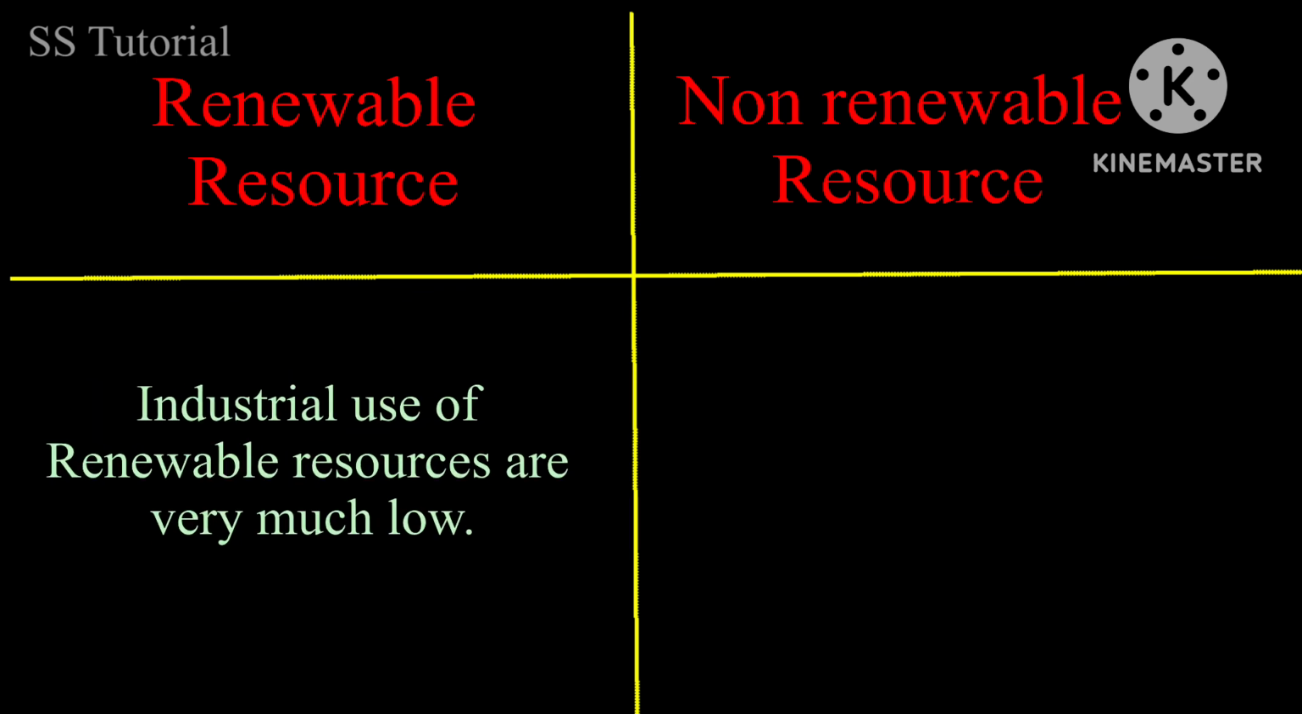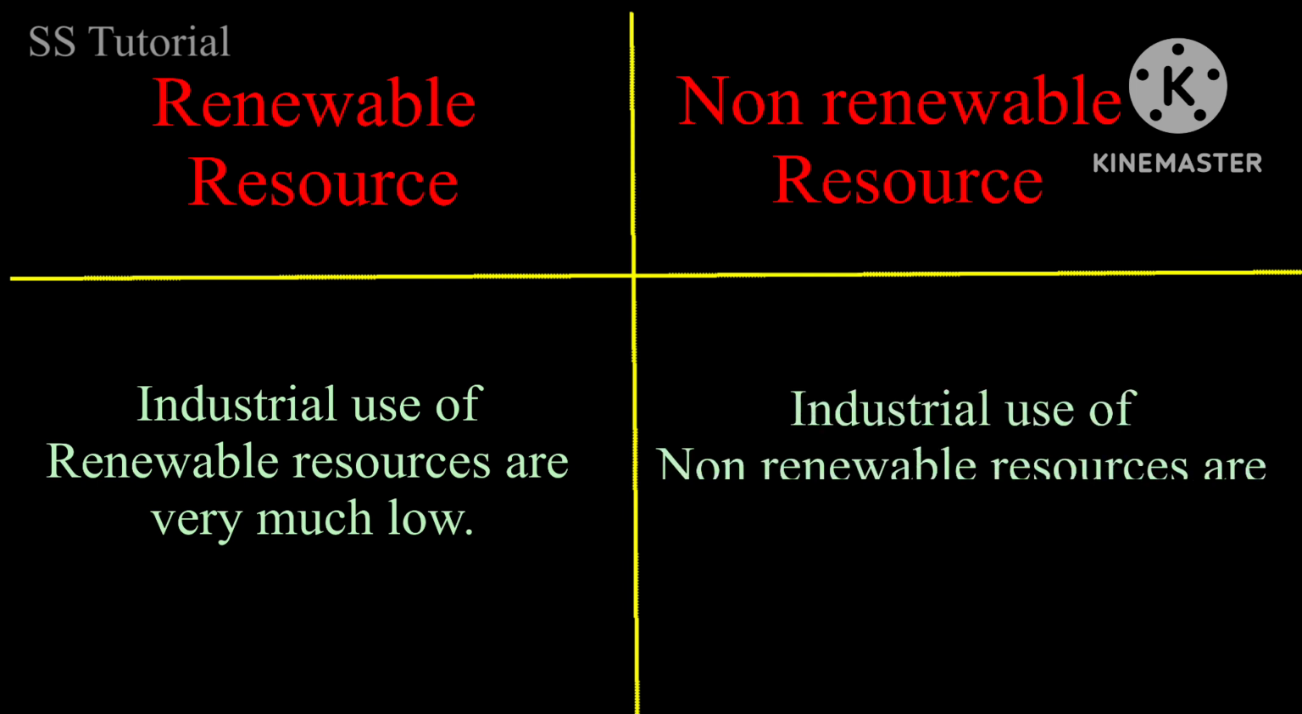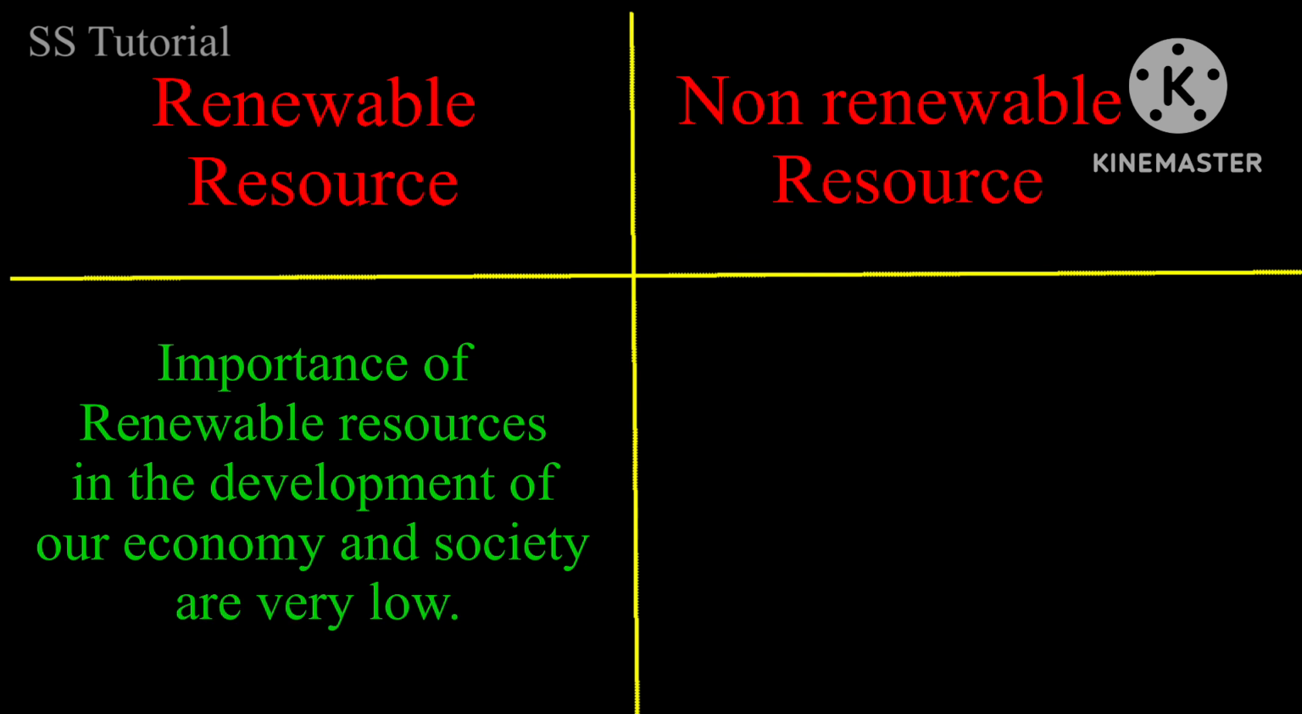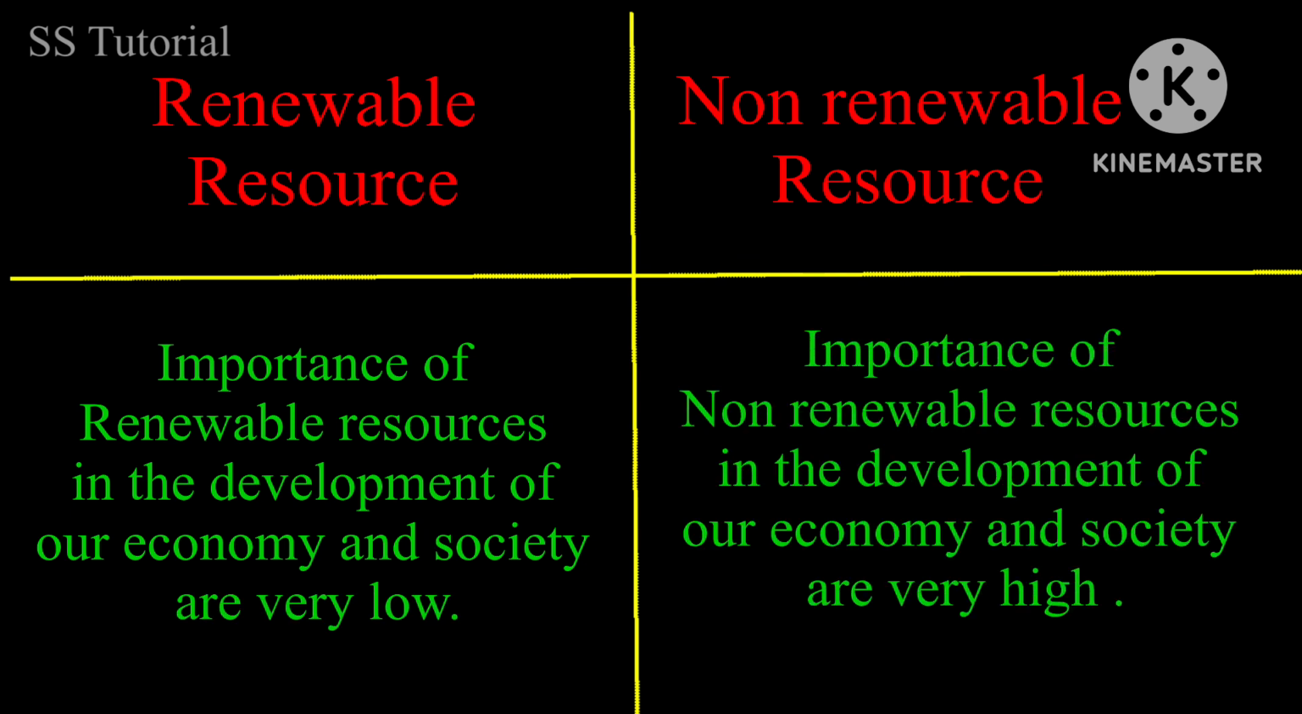Industrial use of renewable resources is very low, whereas industrial use of non-renewable resources is very high. The importance of renewable resources in economic and social development is very low, whereas the importance of non-renewable resources in economic and social development is very high. Hope all the differences are clear to you.